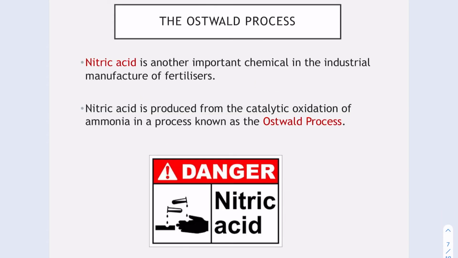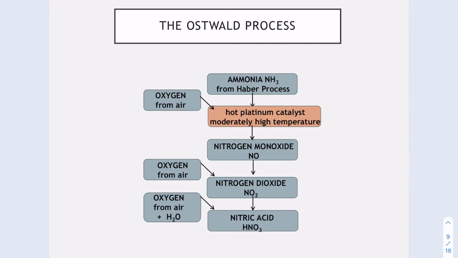The other process is called the Ostwald process, and that is used to make nitric acid. Nitric acid is a really important chemical in the fertiliser industry, and just in general we use nitric acid a lot in reactions. Nitric acid is made from ammonia, so the ammonia from the Haber process can get reused in the Ostwald process to make that nitric acid. Again, here we have our diagram, but you only need to know the orange box, so the fact that a platinum catalyst is used and that we've got moderately high temperatures.